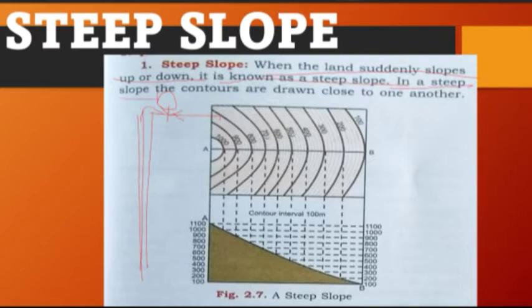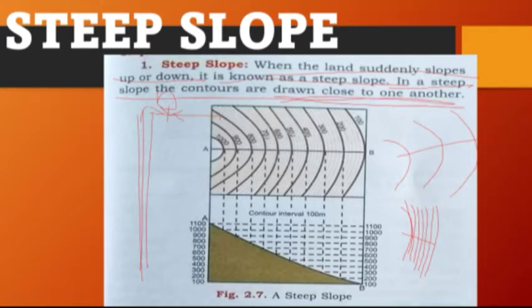In a steep slope, the contours are drawn close to each other. They are very close to each other, okay? Like this, you can see they are very, very close to each other. These are steep slopes. And when they are farther apart like this, it is a gentle slope. So in a steep slope, they are drawn close to one another.